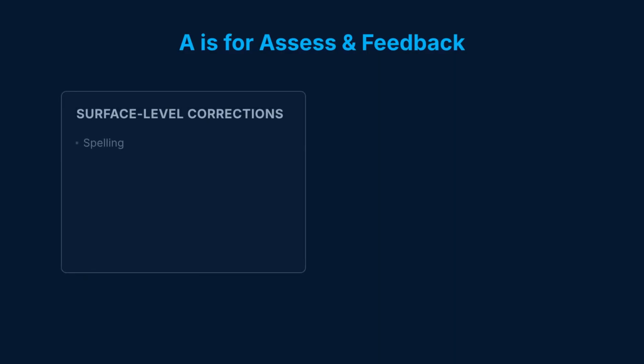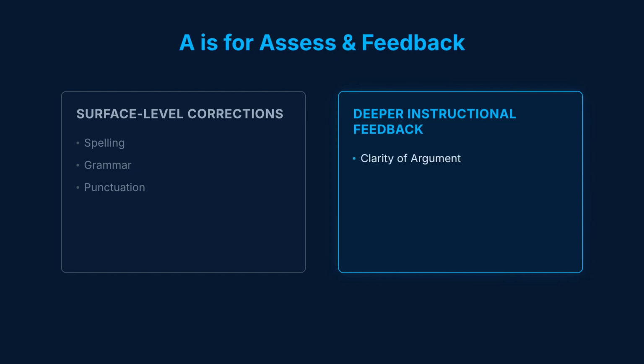A is for assess and give feedback. Let's be honest about where our time goes as ELA or social studies teachers. We spend hours circling comma splices and correcting basic capitalization. That's not teaching, that's copy editing.